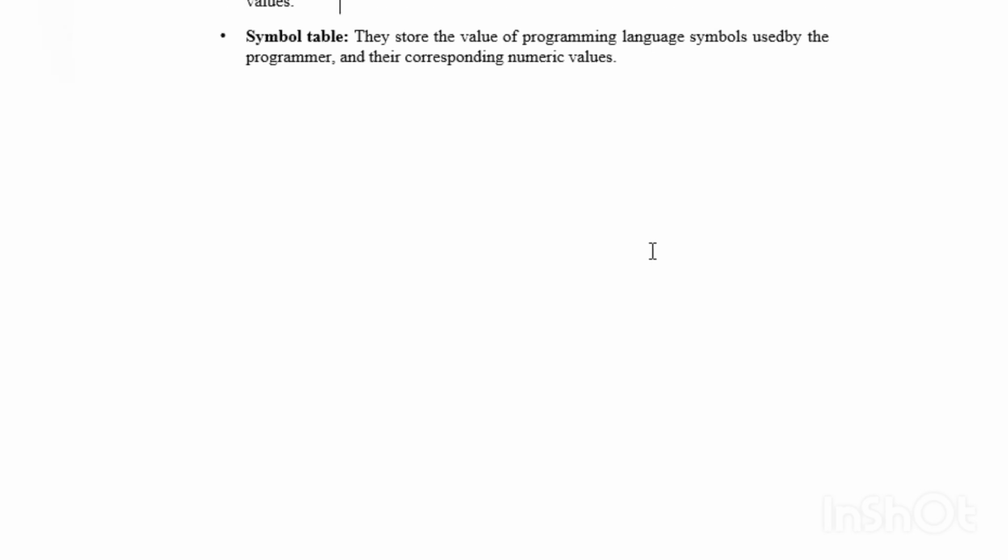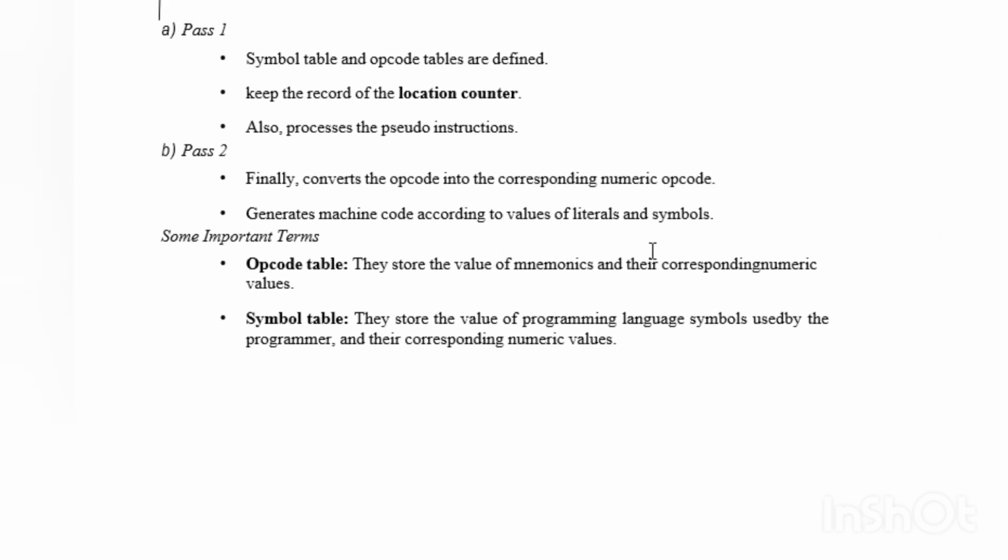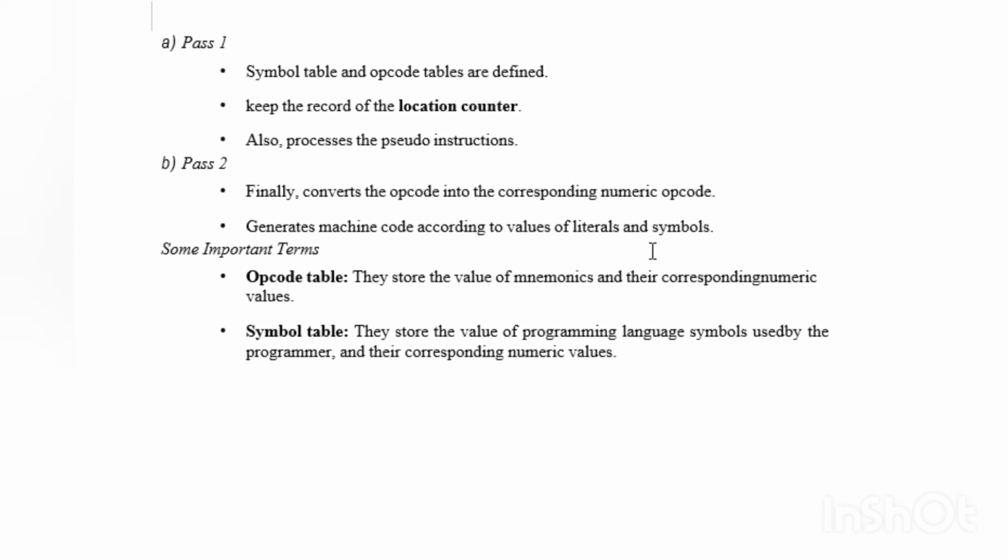Okay, this is the detail of what is done in pass 1 and what is done in pass 2. In pass 1, the symbol table and opcode tables are defined, the record of the location counter is kept, and pseudo-code instructions are also processed. Pass 2 finally converts the opcode into the corresponding numeric code and generates machine code according to the values of literals and symbols.